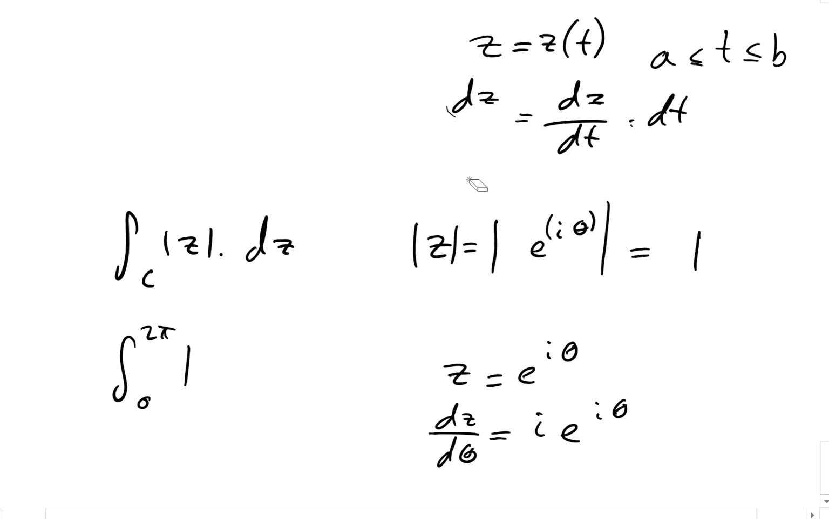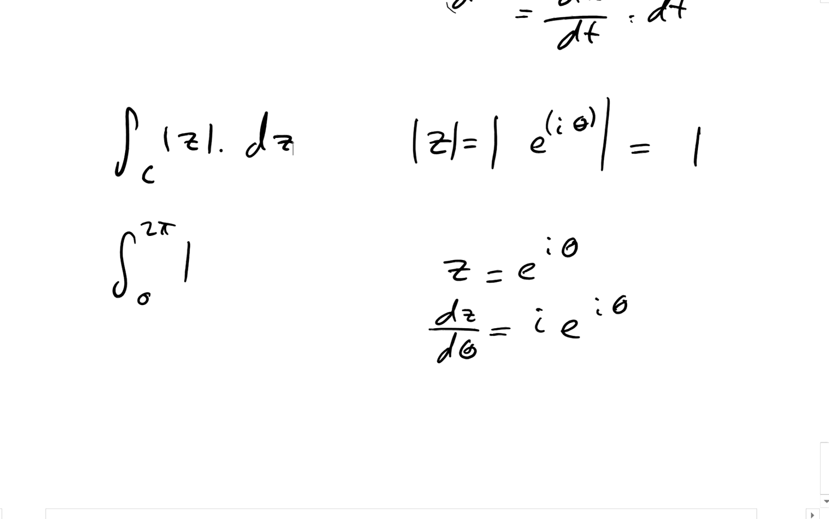So I've got the modulus of z, which is 1. And then I've got dz. It's exactly the same as integration by substitution. So dz by d theta equals i e to the i theta. Then what does dz equal? Well, dz is just going to be equal to i e to the i theta times d theta. It's a bit like a fraction.